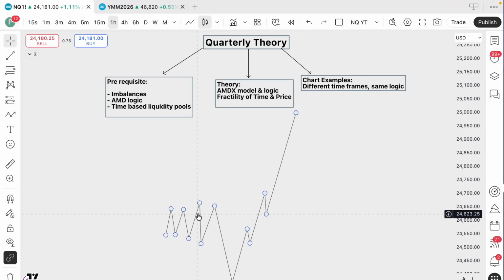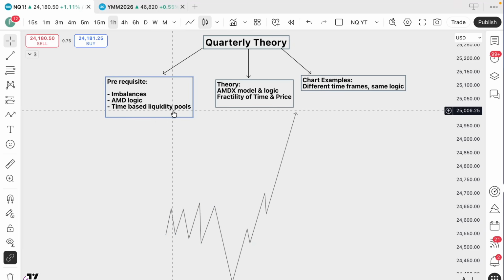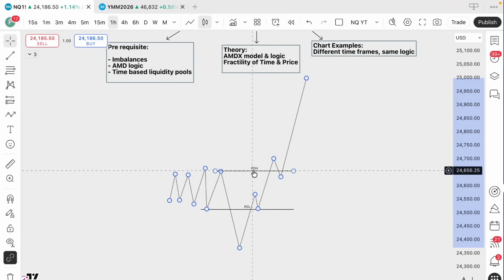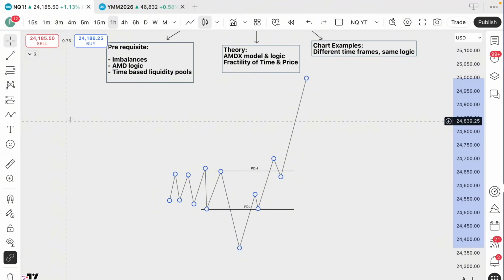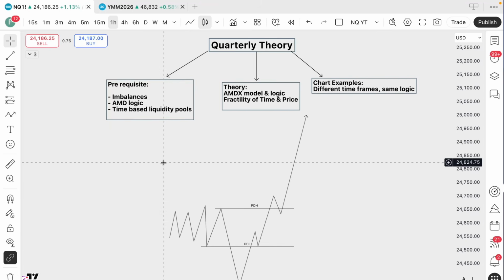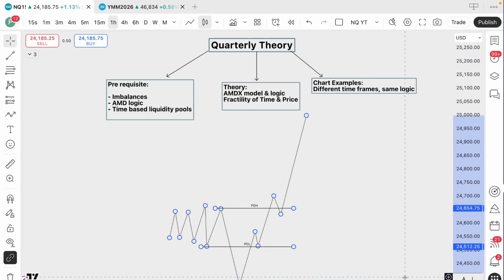Okay, then time-based liquidity pools can be previous day high or previous day low. It can be previous week high, previous week low. It can be previous month high, previous month low. Okay, so I wanted just to get this out of the way before we start our theory class.